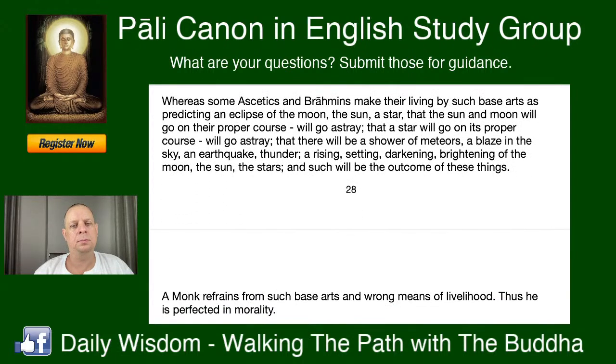Whereas some ascetics and Brahmins make their living by such base arts as predicting an eclipse of the moon, the sun, a star, that the sun and moon will go on their proper course, will go astray, that a star will go on its proper course, will go astray, that there will be a shower of meteors, a blaze in the sky, an earthquake, thunder, a rising, setting, darkening, brightening of the moon, the sun, the stars, and such will be the outcome of these things. A monk refrains from such base arts and wrong means of livelihood. Thus he is perfected in morality.